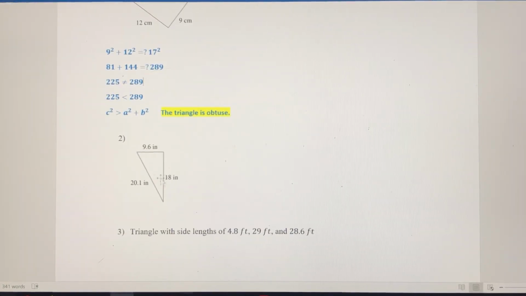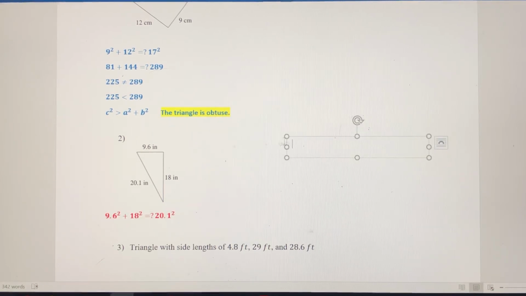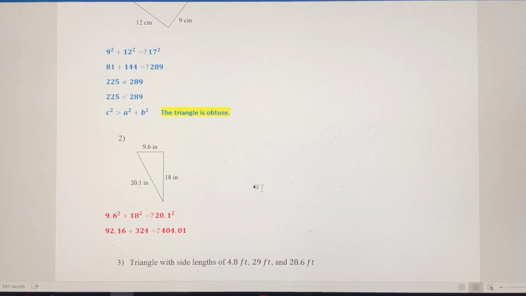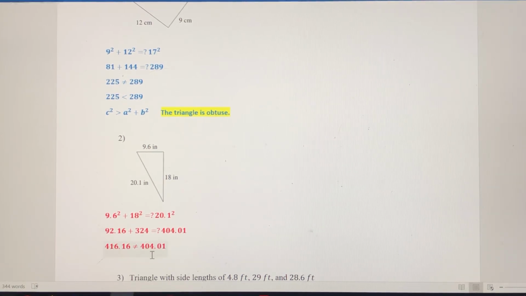Let's look at number two. The longest of the three sides is 20.1, so that's going to be c. This could be a or b, and this could be a or b. Remember, those are interchangeable. So let's plug those values in. 9.6 squared plus 18 squared. Is it equal to, is it not? We don't know yet, to 20.1 squared. Use your calculator. We get 92.16 plus 324. I don't know if it's equal or not to 404.01. Let's combine the two values on the left side, and I see that they're not equal.